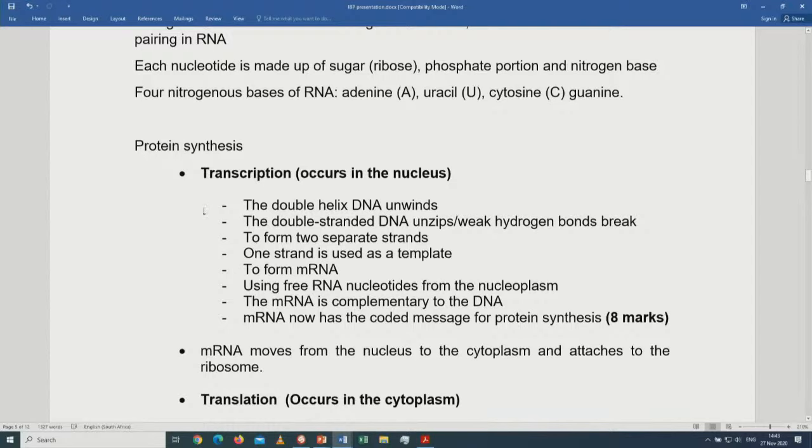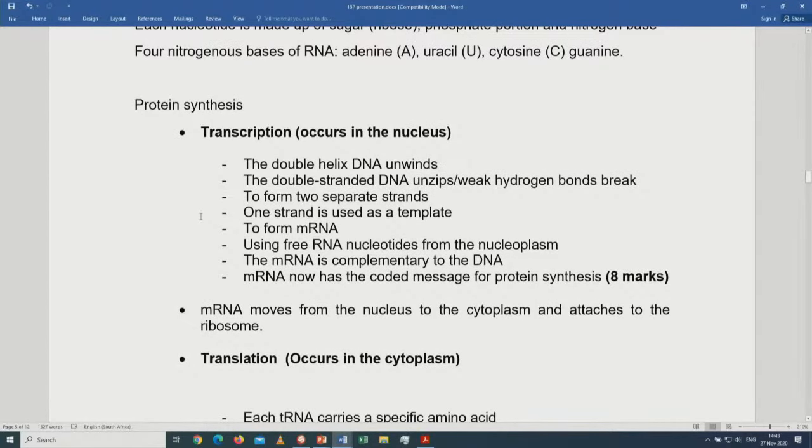Now, the process of transcription occurs as follows. We have a double helix DNA that will unwind, and the double-stranded DNA will start to unzip when hydrogen bonds break to form two separate strands, but only one strand is used as a template to form mRNA. Using free RNA nucleotides from the nucleoplasm, the mRNA is complementary to DNA. mRNA now has the coded message for protein synthesis. Once it has the coded message, the mRNA will leave the nucleus to the cytoplasm and attach to a ribosome.